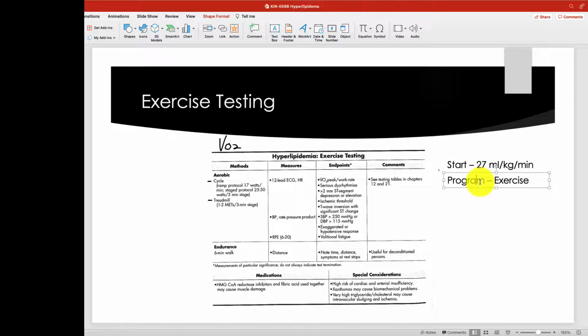So we're going to program some exercises. Now, does this exercise only consist of cardiovascular exercises, or does it consist of a combination of exercises? And that's where you're going to do your other research component, right?